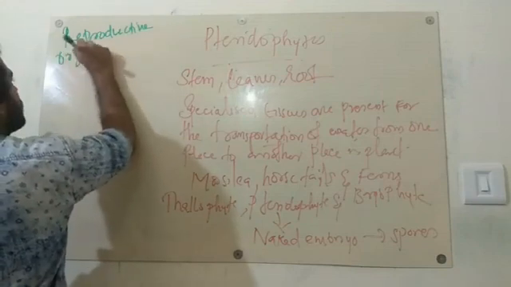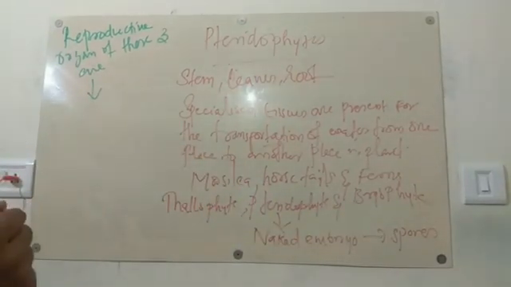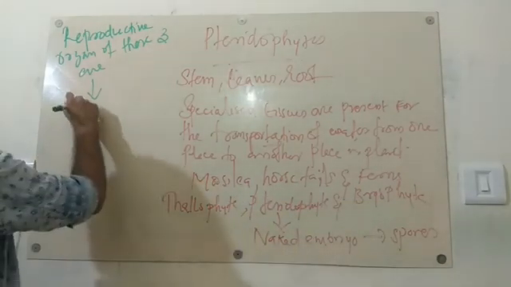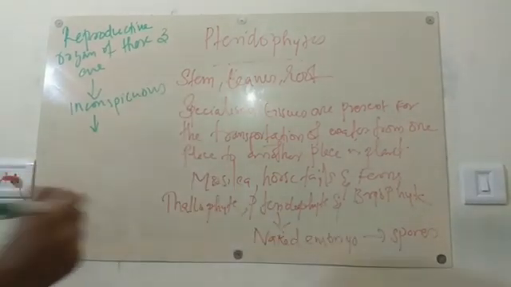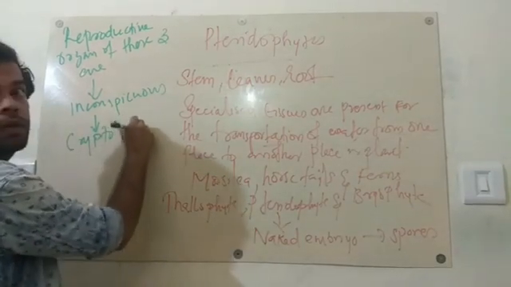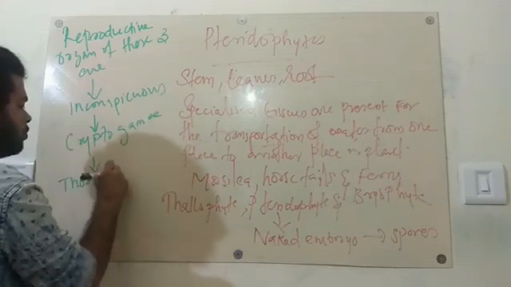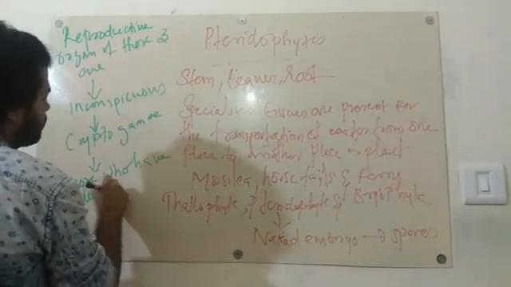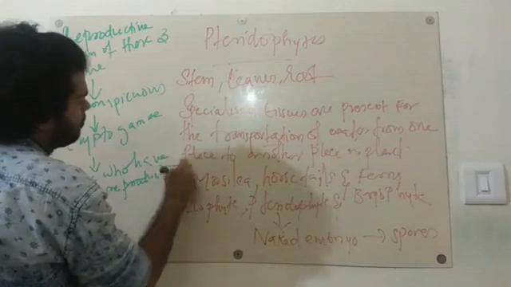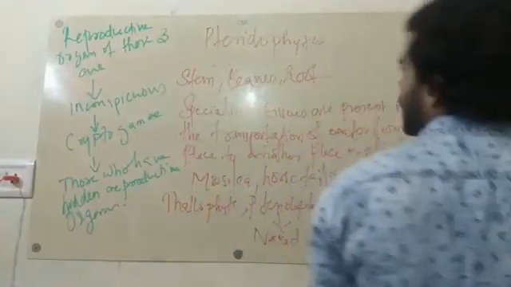The reproductive organs of these three are inconspicuous, and they are called cryptogams, those who have hidden reproductive organs.